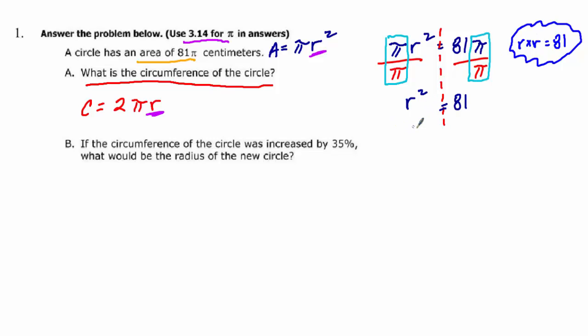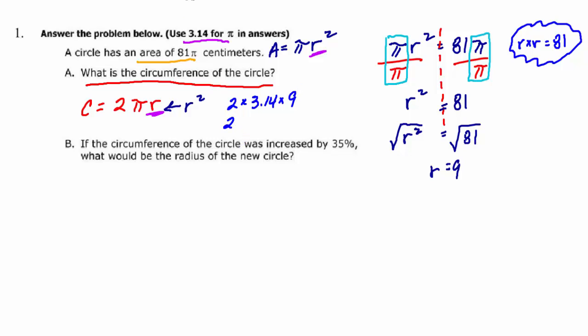So if r squared equals 81, what we're technically doing is taking the square root of r squared, taking the square root of 81, and figuring out that r is equal to 9. So we have our radius. Now we can take that radius and plug it into this formula. We know r equals 9 now. So if we go back to this formula, what we have is 2 times 3.14 times 9.